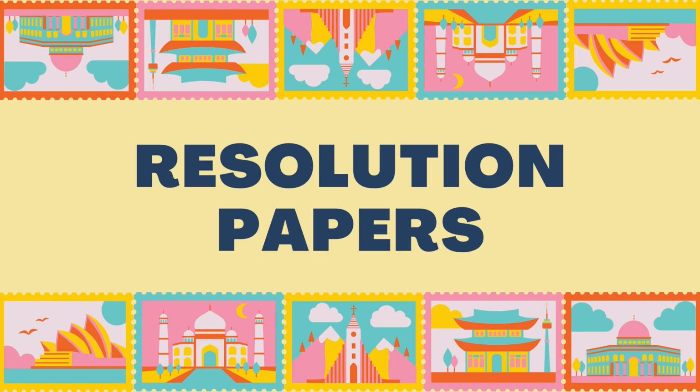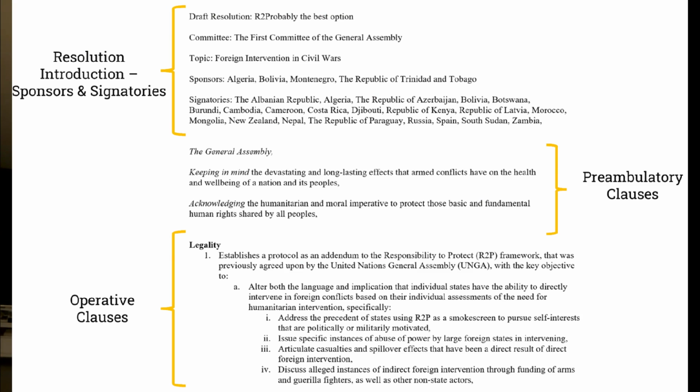Now, going back to what I was talking about earlier about resolution papers. These are the main documents that you're going to be working on the entire conference. They're not that big and ambitious, and they're quite easy to understand once you get it. It's split into 3 main parts. The top is sponsors and signatories. Sponsors, that's you. You are a sponsor. You are creating this document.